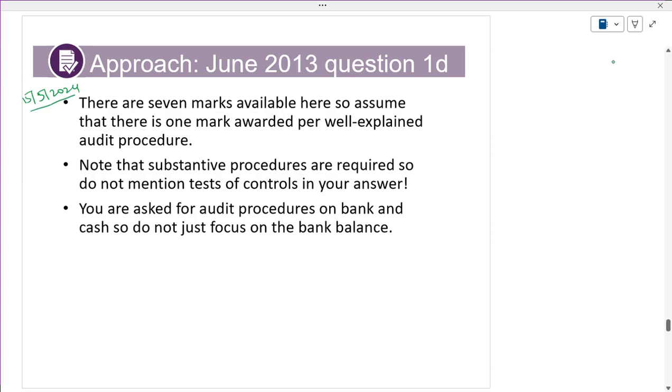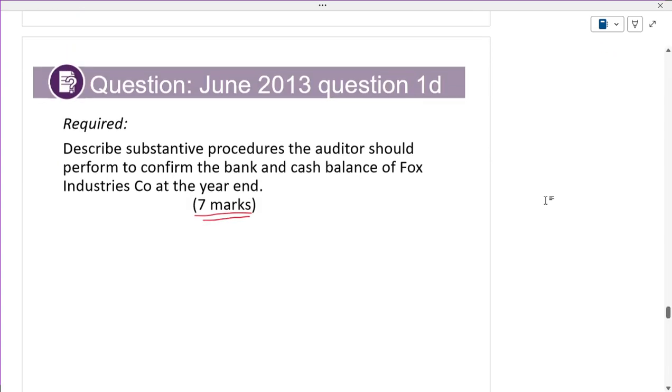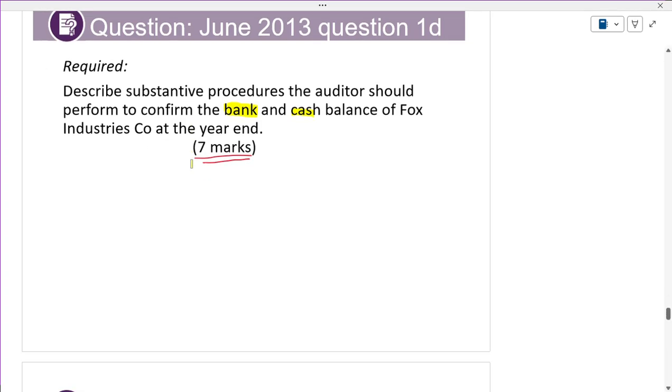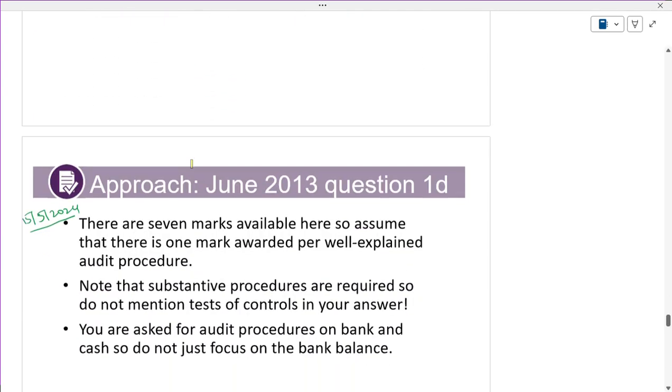15.5.2.0.2.4. What it says, it talks about the required substantive procedures auditors should perform on bank and cash. When we take the things, be very clear. Sometimes they will ask, okay, what is the standard format. Only the scenario will be changed a little bit.